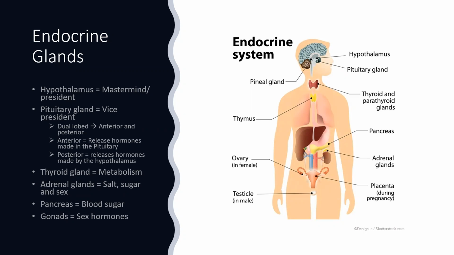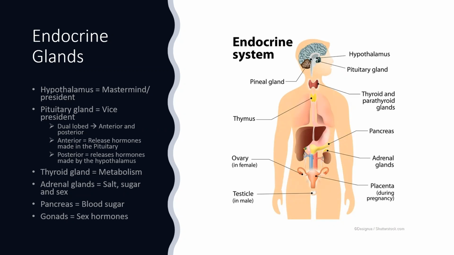What's interesting is the pituitary gland is actually dual lobe. There is an anterior and posterior, and each one does something different. The posterior only releases hormones that are actually made in the hypothalamus, while the anterior part of the pituitary gland releases hormones that are made in there. So you actually see a difference in that.